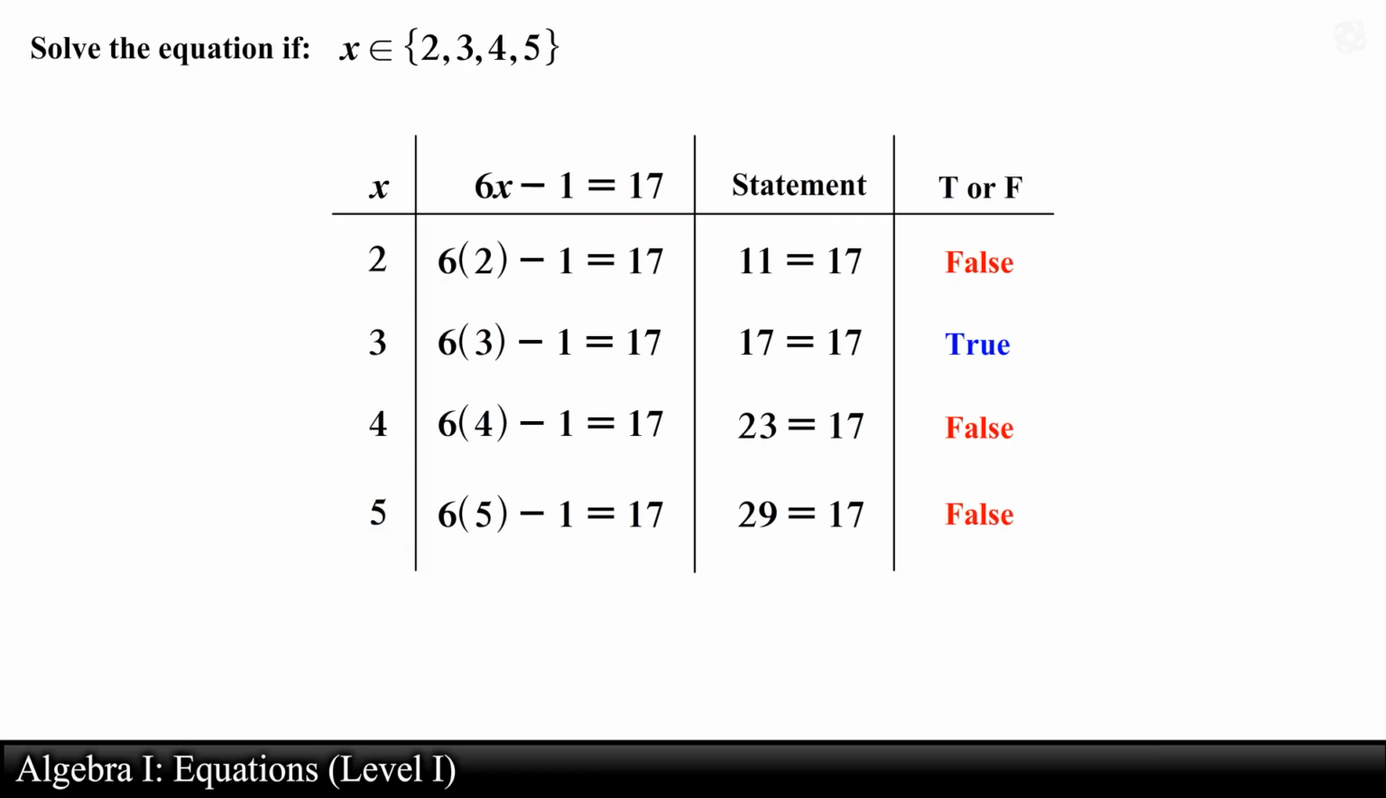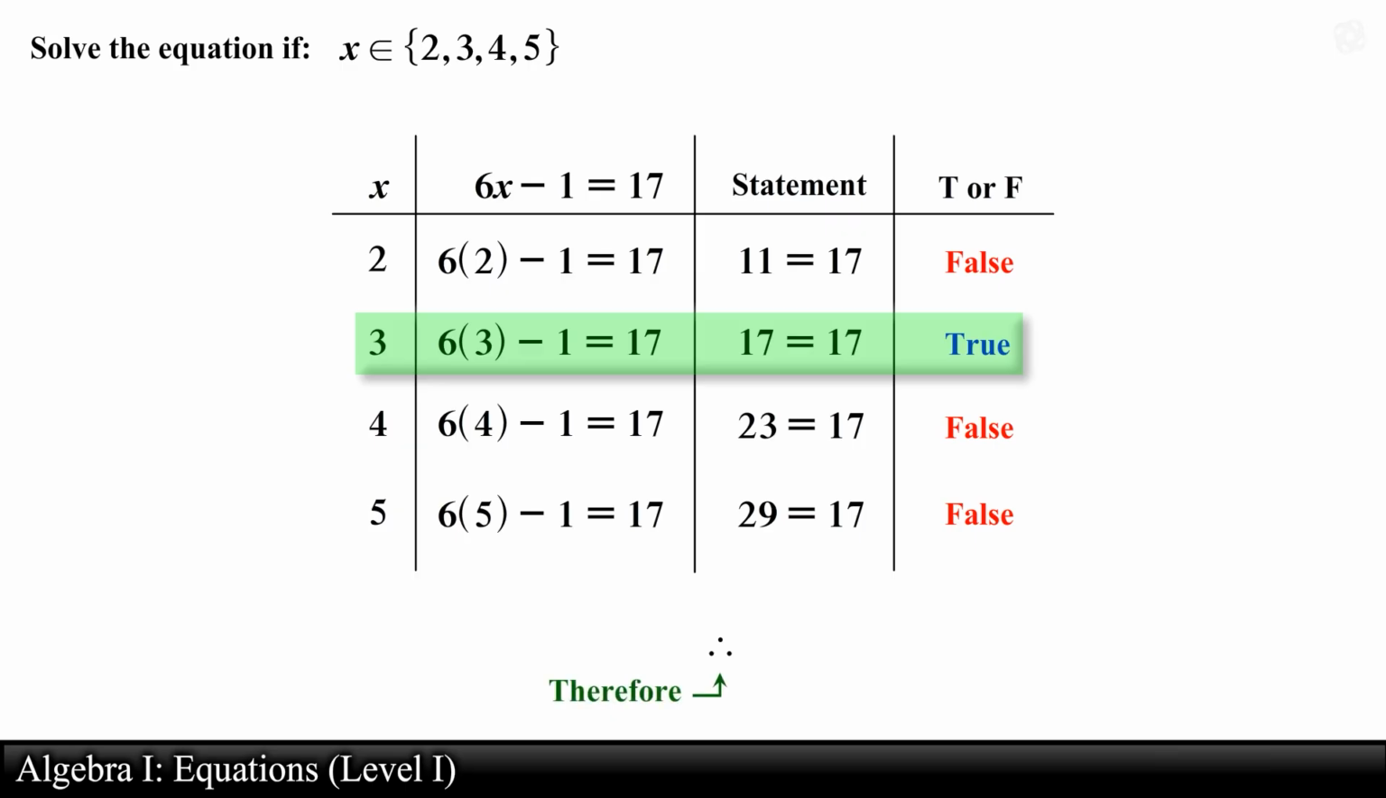Alright, our job is to find all solutions of the equation from the elements of the given domain. Looking at the final column, we see that the only element that yielded a true statement was the number 3. Therefore, the solution set is the number 3. The way you mathematically represent the answer is as follows. We use 3 dots arranged in the form of a triangle. This symbol is read therefore. And the solution or roots of the equation is enclosed in braces, like this. We conclude that the solution set is equal to 3.